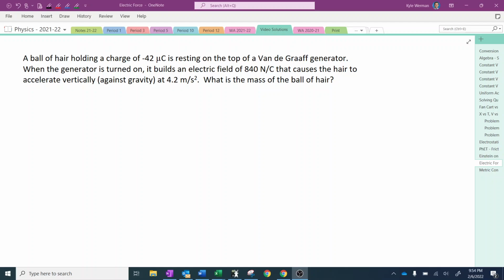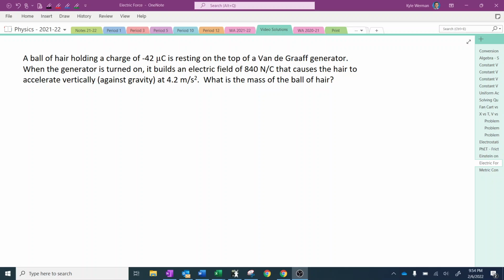In this example problem, we have a charged ball of hair resting on a Van de Graaff generator. When the generator is turned on, it builds up an electric field. In this case, it must be a negative source. That generator must be collecting electrons on it because it's going to repel this negatively charged ball of hair that itself has too many electrons. And it repels in such a way that this hair is going to accelerate vertically.